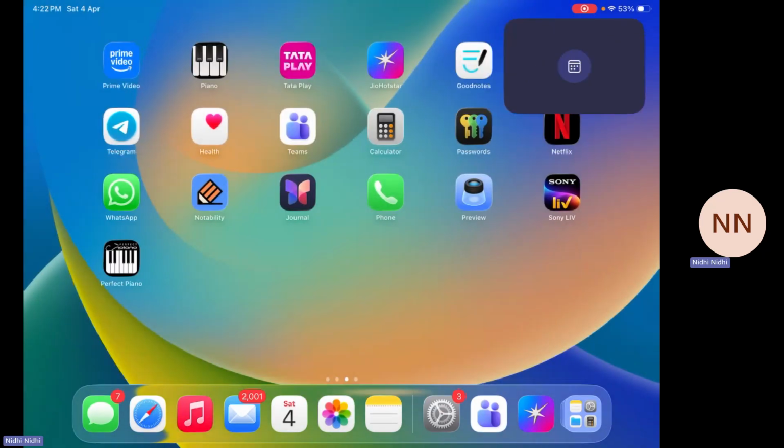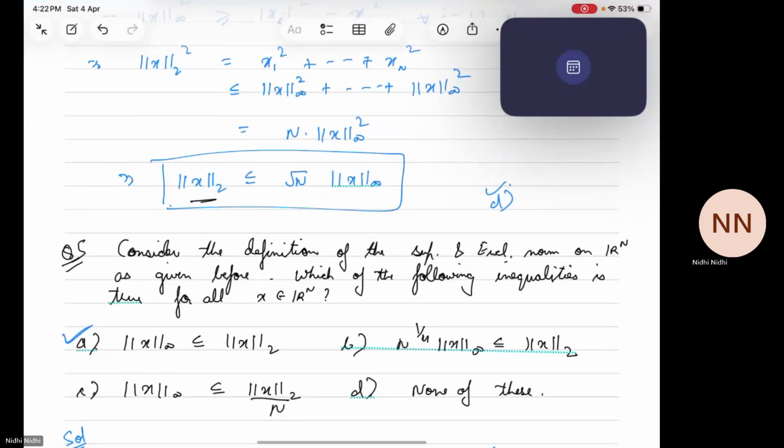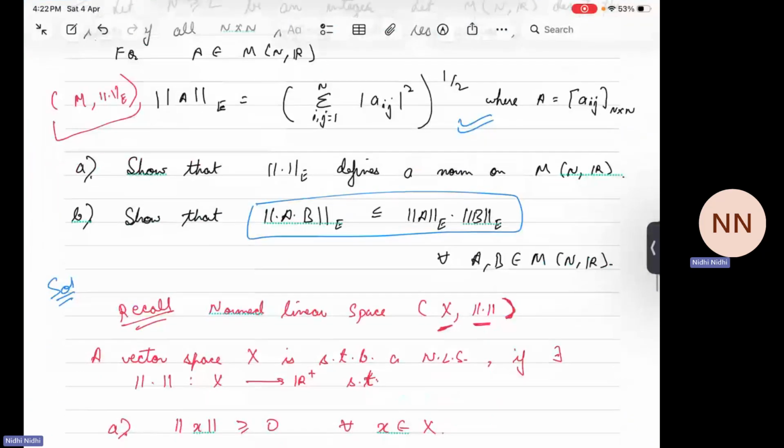Okay, so if there is no doubt, we can move ahead. Let's look at its part B.